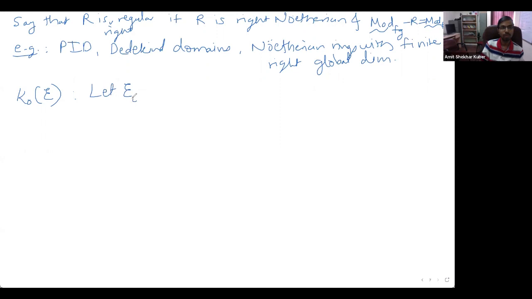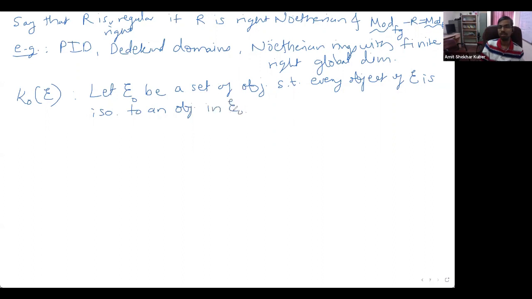Let E0 be a set of objects such that every object of E is isomorphic to an object in E0. So basically, I'm choosing some skeleton of E.